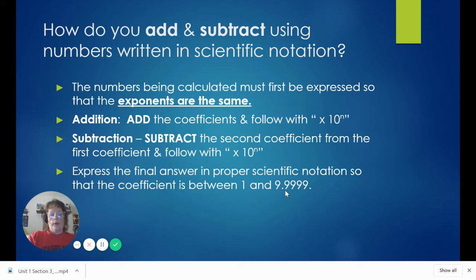When you add and subtract, you have to make sure that the exponents are the same. So you will have to adjust your coefficients and so you can adjust your exponents. So when you add the coefficients, you then follow it with whatever your power of 10 is, which at this point should be the same for both in your problem. And subtraction, you subtract.